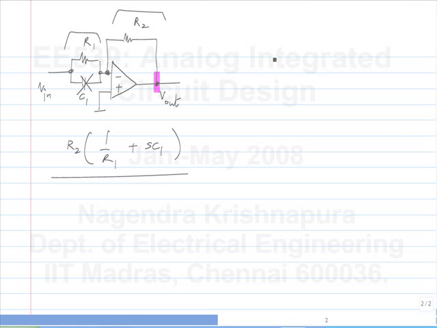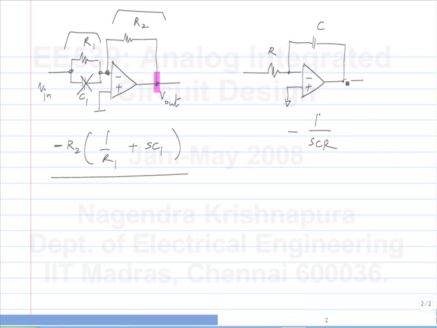What about this circuit? What is the transfer function if it was an ideal op-amp? Minus 1 by SCR. But there is no DC path from the output to the input. So there is no telling where it will get biased. Okay? Depending on the offset of the op-amp, it could have been saturated, even if you apply V in equal to 0.